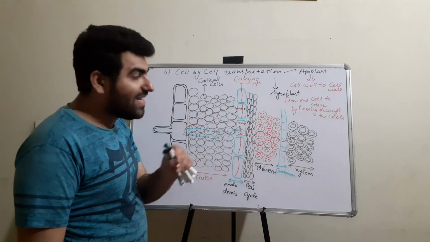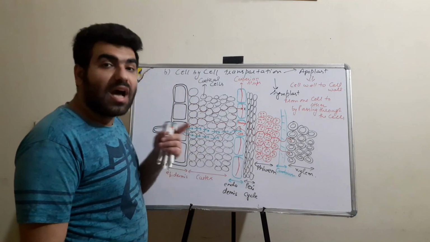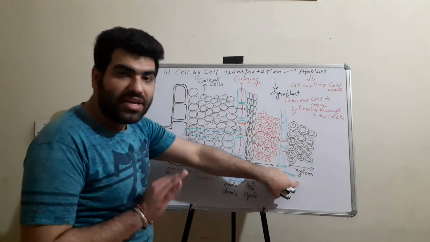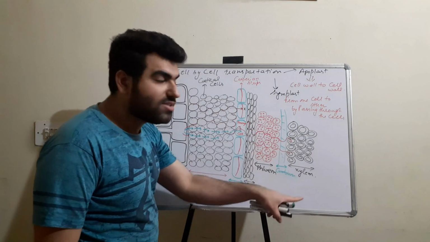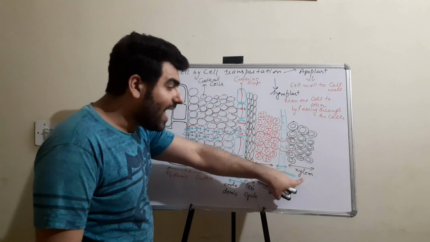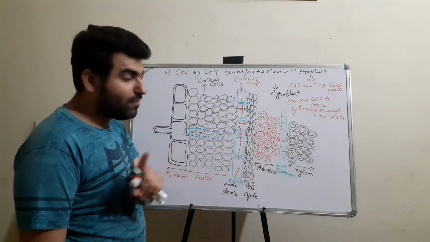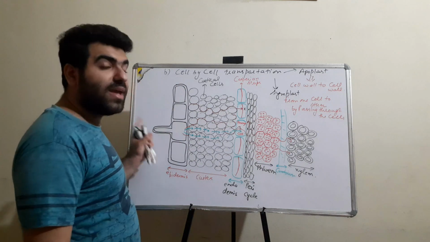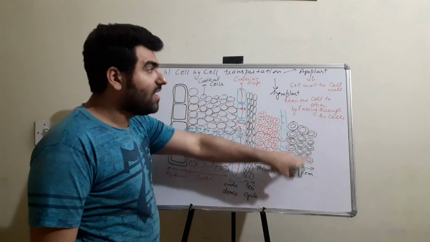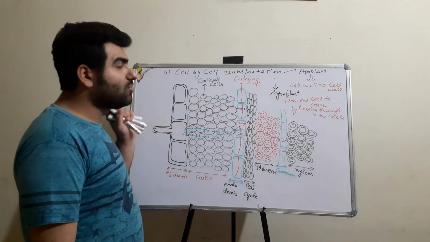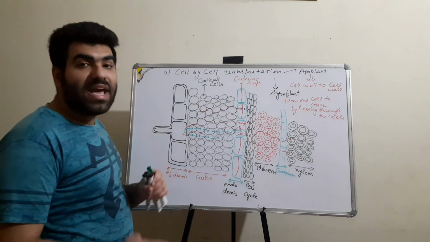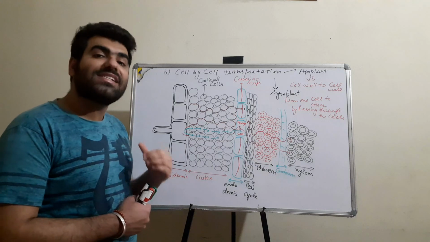We have not yet transported the water upwards. It has just reached the xylem. The water has just reached the tissue known as xylem, and the xylem will further transport the water. In this process, we have just made the water reach the xylem by the two processes, apoplast and symplast. So this was all about the cell by cell transport. In the next part, we'll discuss the ascent of sap.